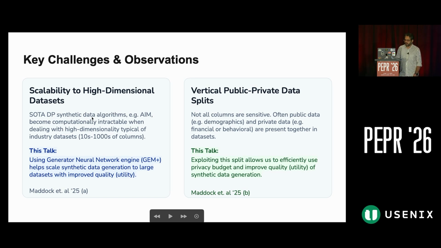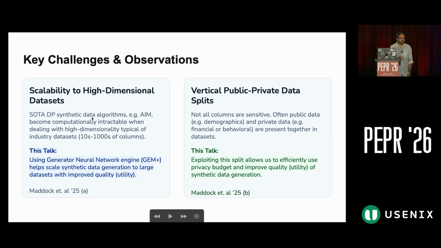And one of the things that we worked on was to use generator neural networks instead of the graphical models, and show how that helps you scale up synthetic data generation to these wide data sets, right? So that's the first part of it. All of this work is out there on either archive reports or papers. I'll share a link at the end, right?